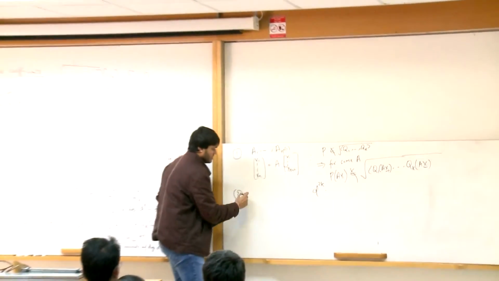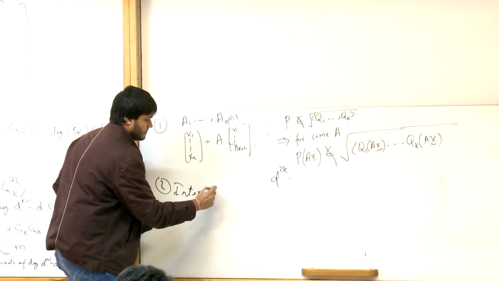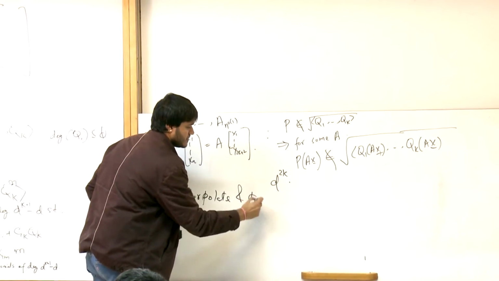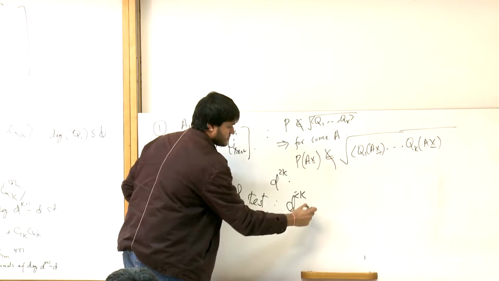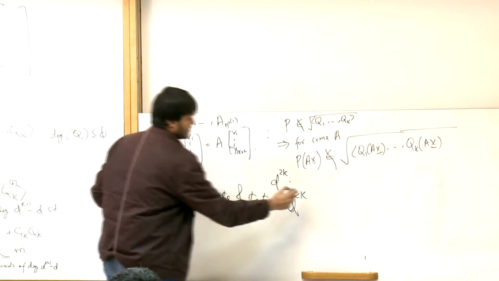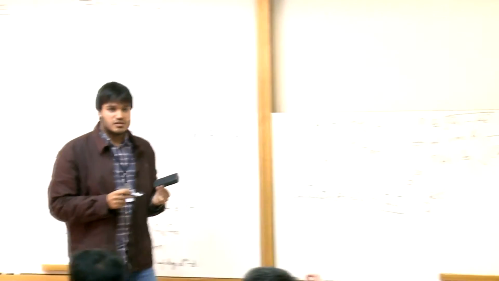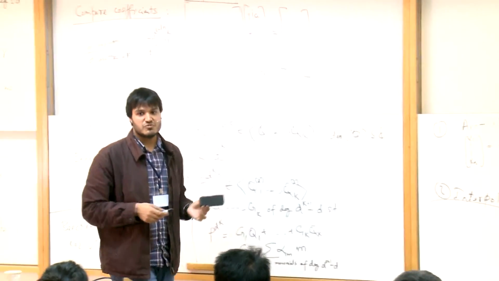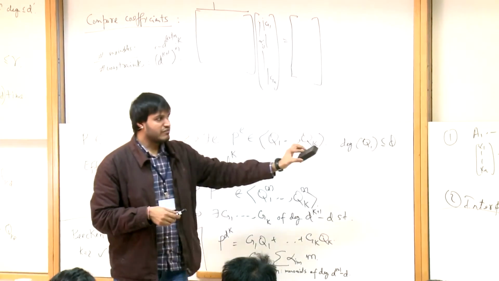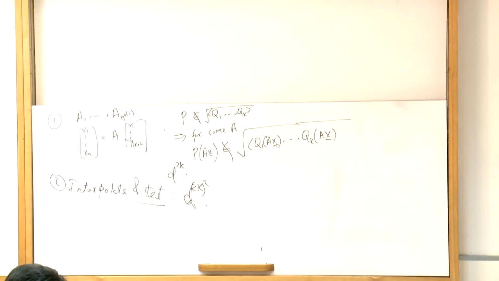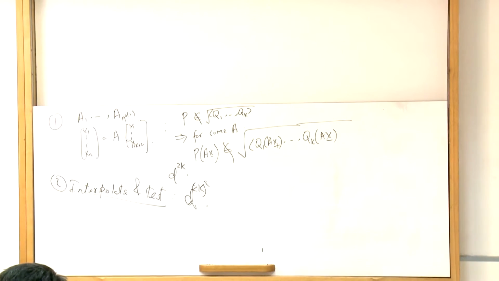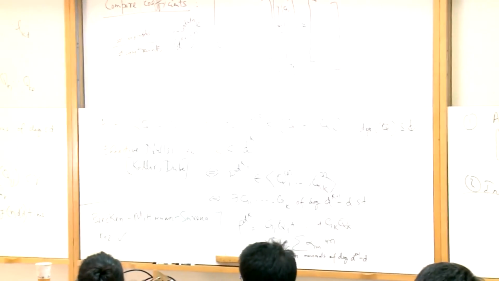So the second step is to interpolate and test. This step requires roughly d to the 2k time, right? No, it's more complicated. Okay, so now I will tell you how to construct these matrices. It's on 2k plus 2 variables. K is constant.